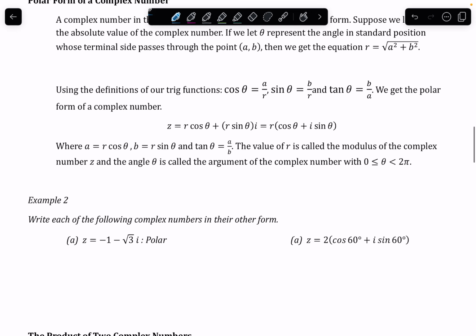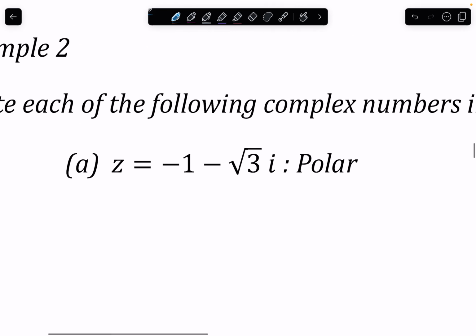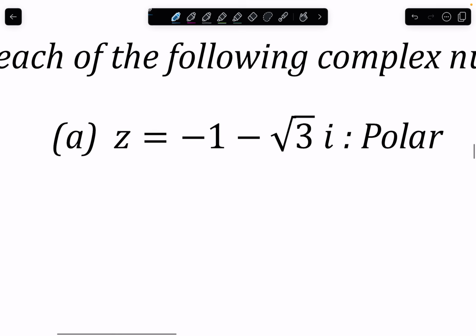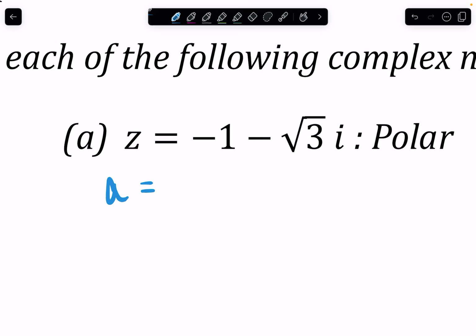All right, so writing each of the following in their other form. So going from polar to rectangular and then vice versa. So this one is in complex form. We want to go to polar form. So we need to identify a and we need to identify b. So here a is negative 1, b is negative square root of 3.